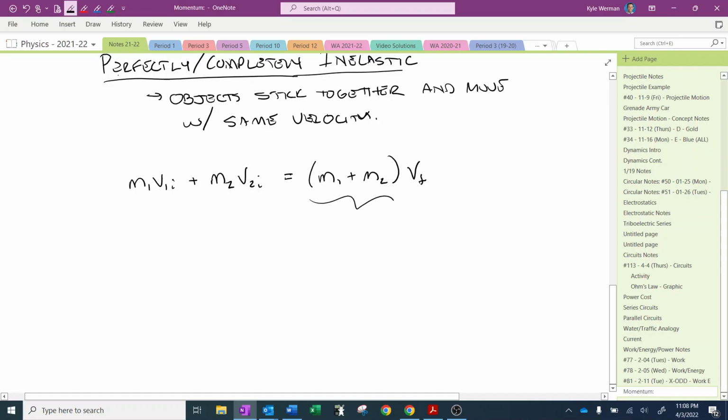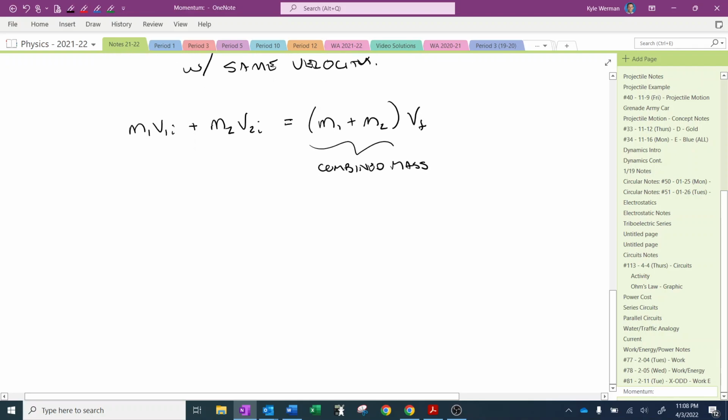But we see that really you have this combined mass, and the algebra plays out such that you can group it, and the equation actually looks like what happens in the collision. The two different masses become one mass, right? And there's a lot of examples where you see a perfectly or completely inelastic collision. Anytime you catch a ball, the ball and the person catching it become one thing moving together.